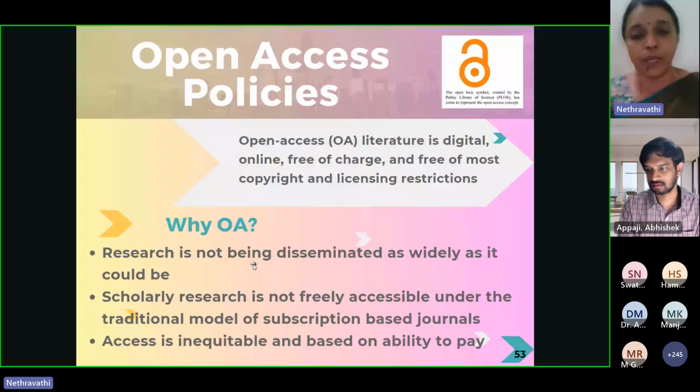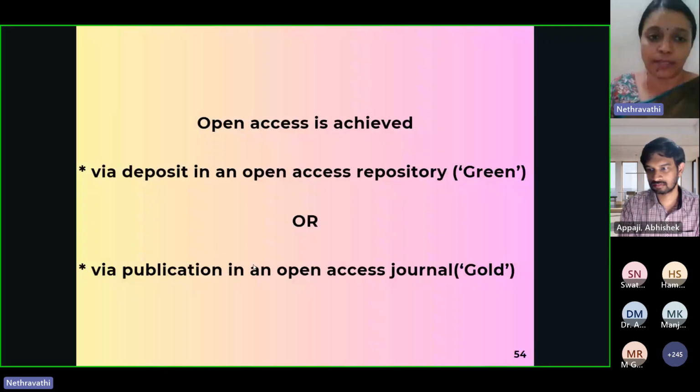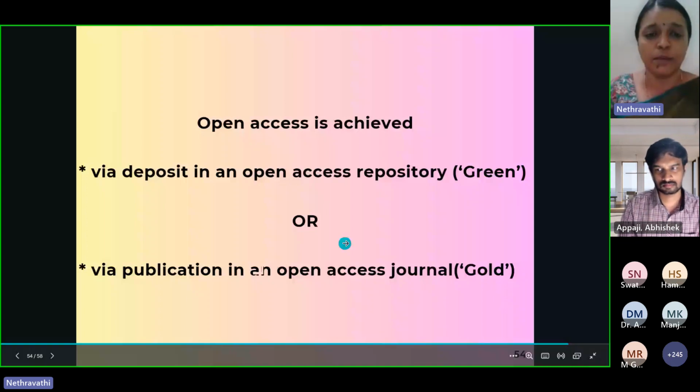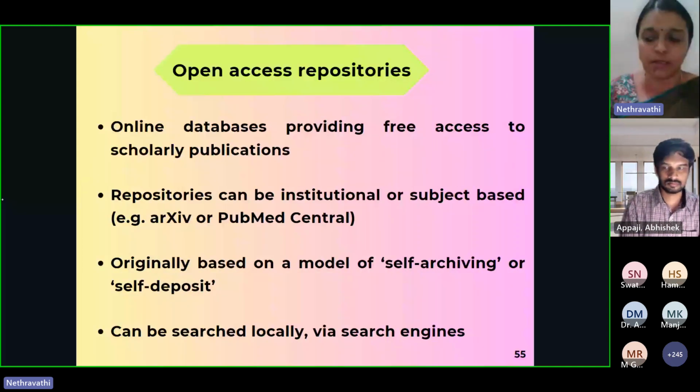So how do we achieve this open access? It is achieved via an open access repository, and that is called green open access. And if it is a journal, it is called gold open access. These are the two types. And what is an open access repository? Repository is a general English word, right? A repository is a collection of many different open access journals.